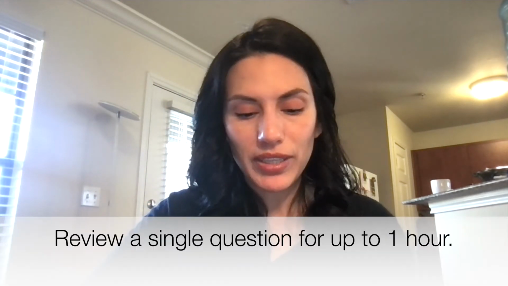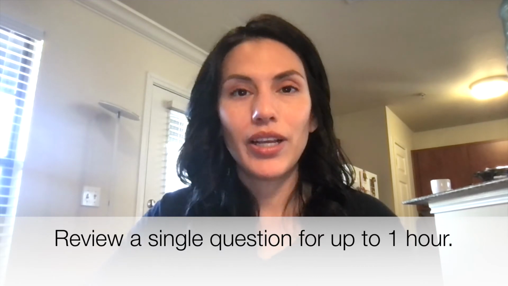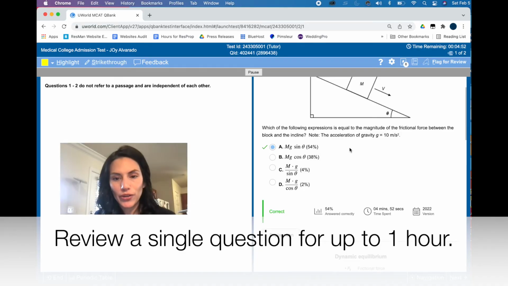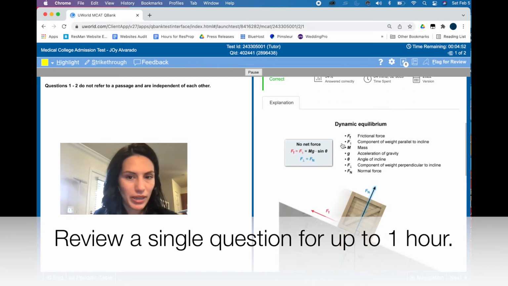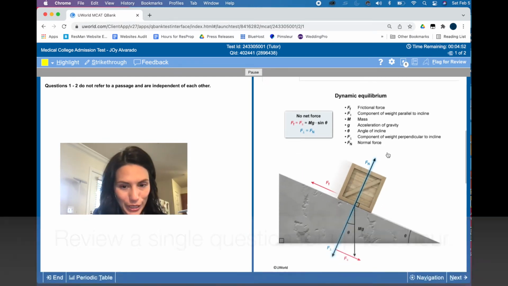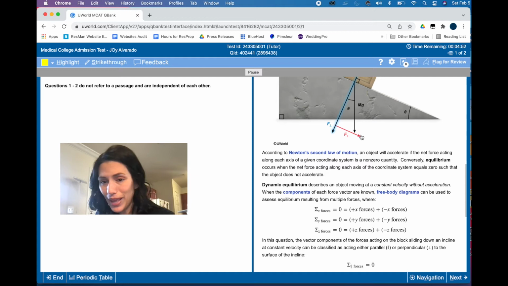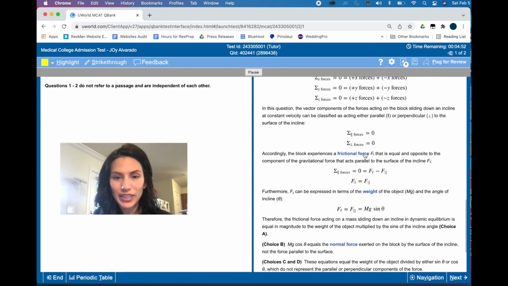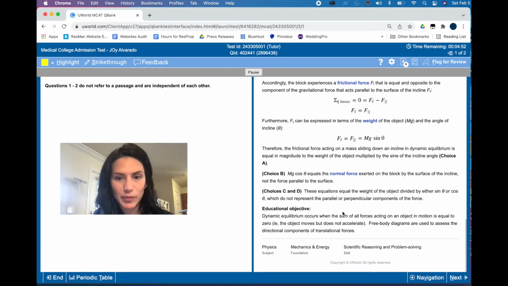The other catch is that you need to limit yourself to 1 hour. What that means is, if I scroll down on UWorld, it's talking about dynamic equilibrium, there's some math, some angles, some equations, I don't know what any of this is. Let's pretend I read all this explanation and I'm still lost. The 1 hour clock starts now. I can then go to my lecture videos, I can ask people, I can look all over Google and try to figure out this answer on my own for an hour.